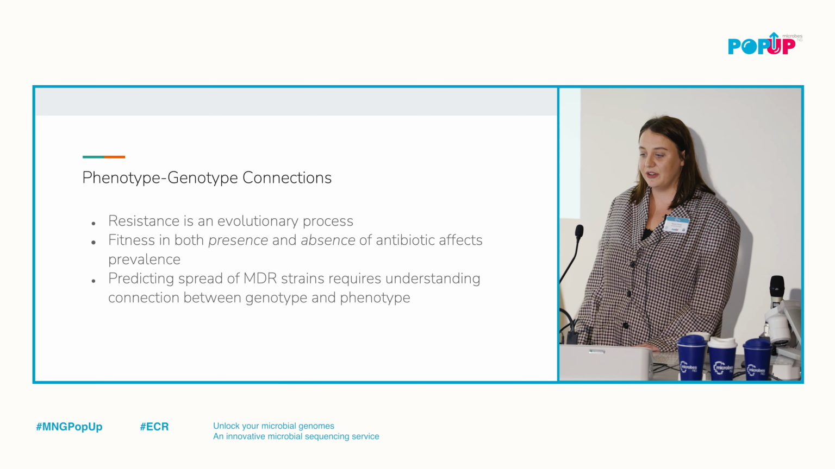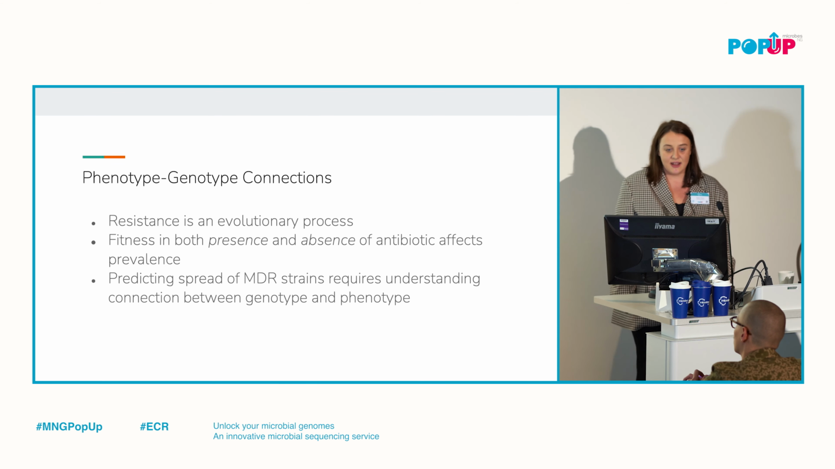So resistance is an evolutionary process, as it says, and fitness in both the presence and absence of antibiotics affects that prevalence. So if you've got a mutation or a gene that is more costly, the prevalence of that organism with that mutation or gene is going to be a lot lower than something that does not cost as much. And predicting the spread of multi-drug resistant strains requires an understanding of that connection between the phenotype that we observe mainly in the lab and what exists in its genome.